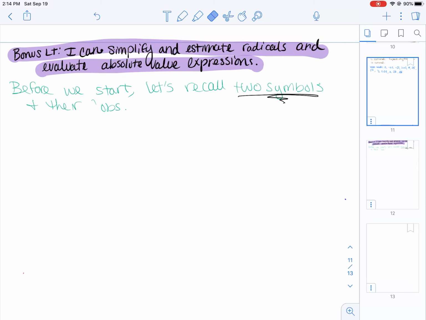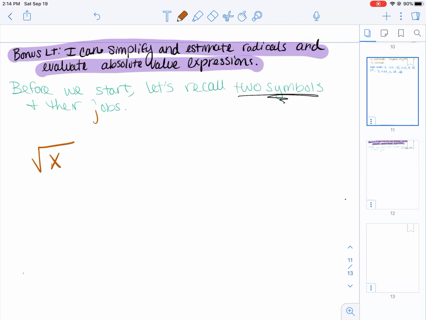Before we jump into our first unit, I just wanted to review with you two symbols that are going to pop up quite a bit. We're going to start classifying numbers, and you'll need to be able to recognize both the square root symbol and the absolute value symbol. So let's start with talking about square root symbols.